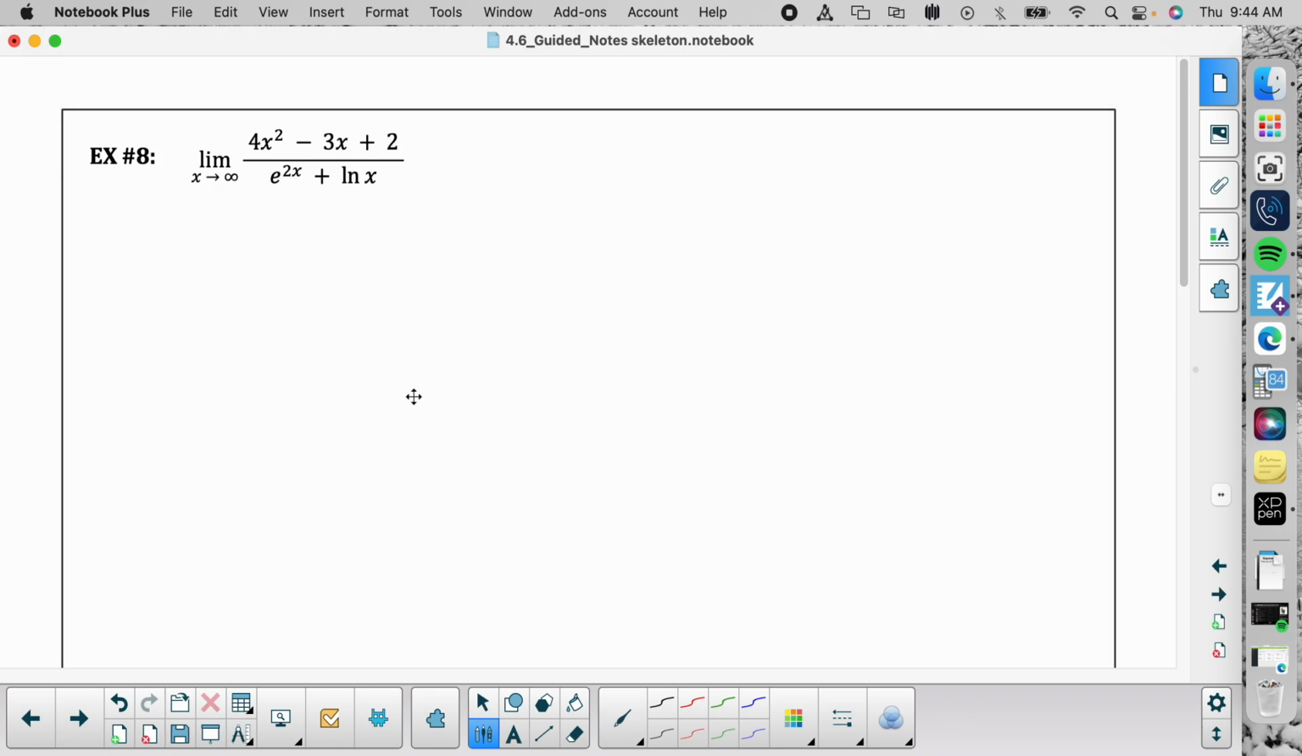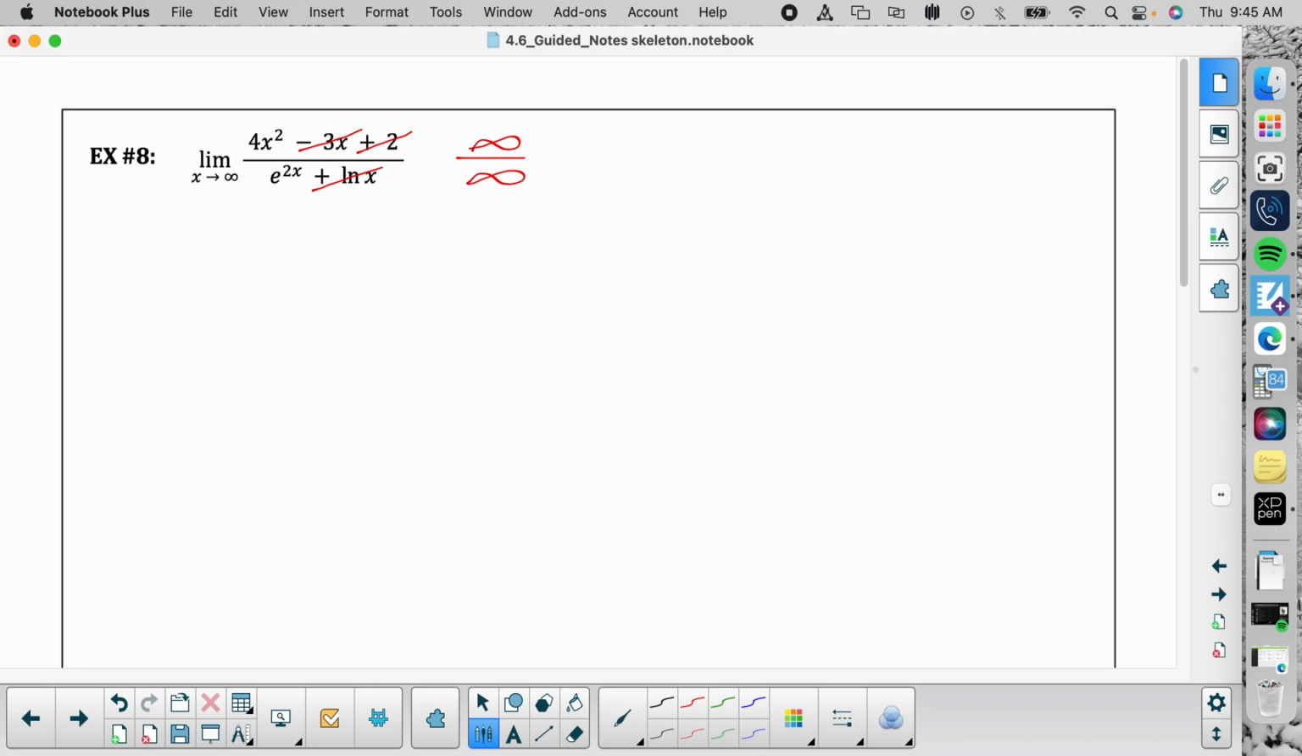Now the rules of infinity, they're kind of shady. When I plug infinity in the top, 4x squared is what I focus on. It is infinity, yes. On the bottom, e to the 2x is much bigger than ln of x, because ln of infinity is a much smaller answer than e to the infinity. So this is considered a higher degree. Okay, so our answer would have been infinity over infinity, which means L'Hopital's applies.